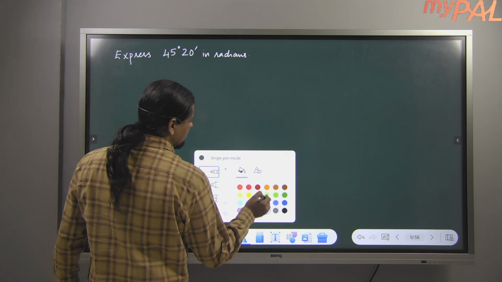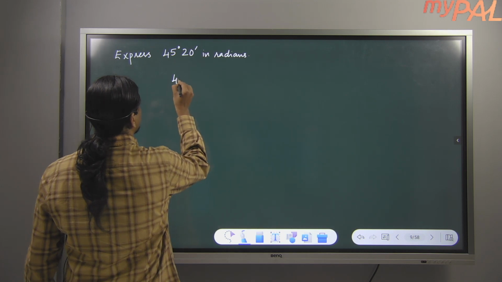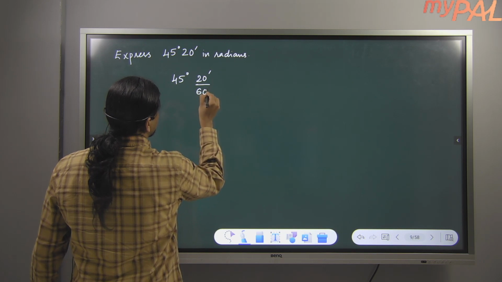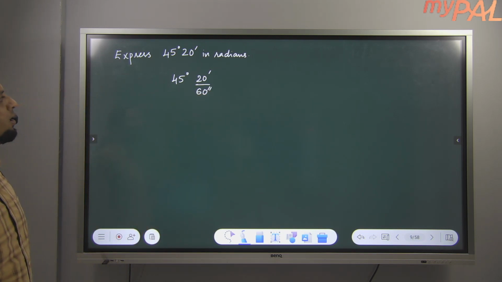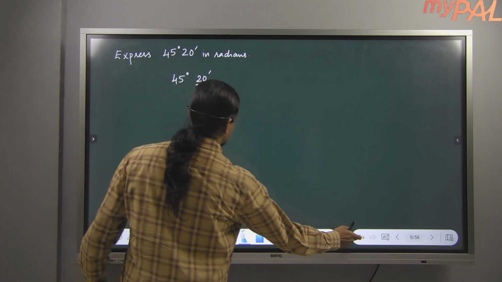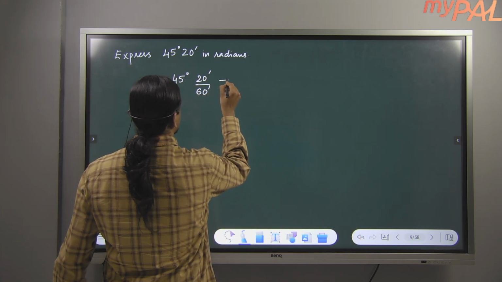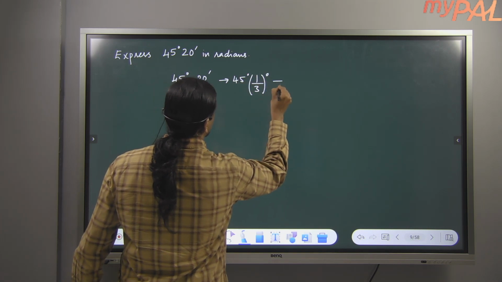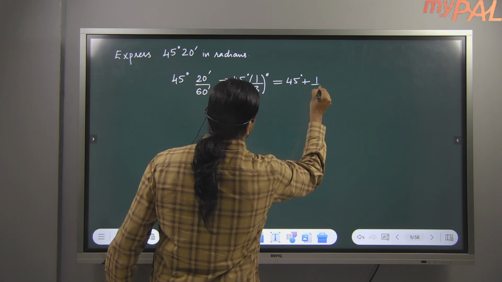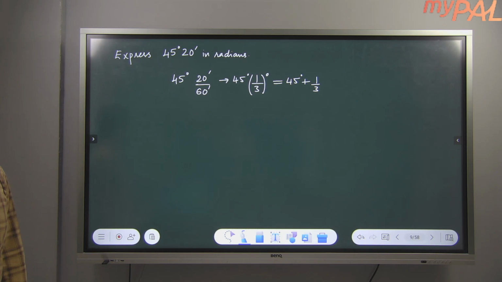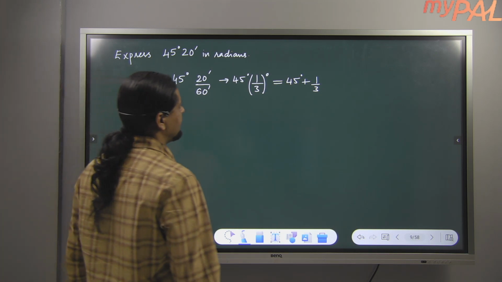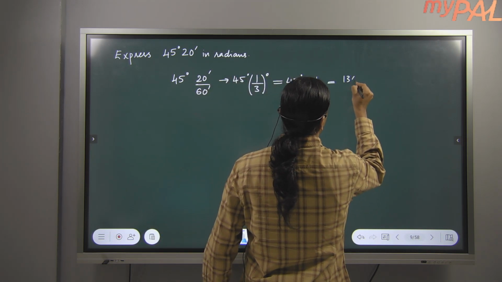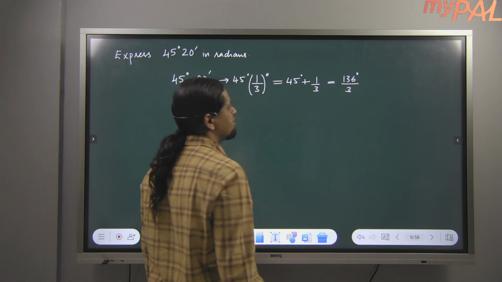We know that 45 degrees and 20 minutes, I have to convert it into degrees again. How do I convert it into degrees? I divide the minutes by 60. When I divide 20 by 60, this will be 45 degrees and 1/3 of a degree, which is nothing but 45 degrees plus 1/3 of a degree. Right? Because when it is in degrees, I can directly convert it into radians. So how much is this going to be? 3 into 45 is 135, plus 1, so 136 degrees divided by 3. 136 by 3 degrees.